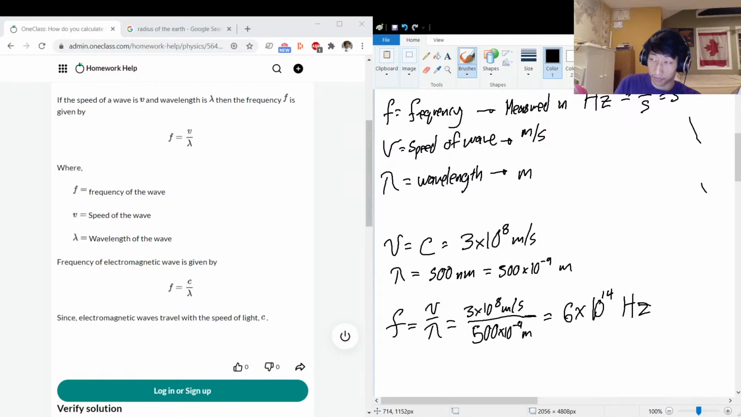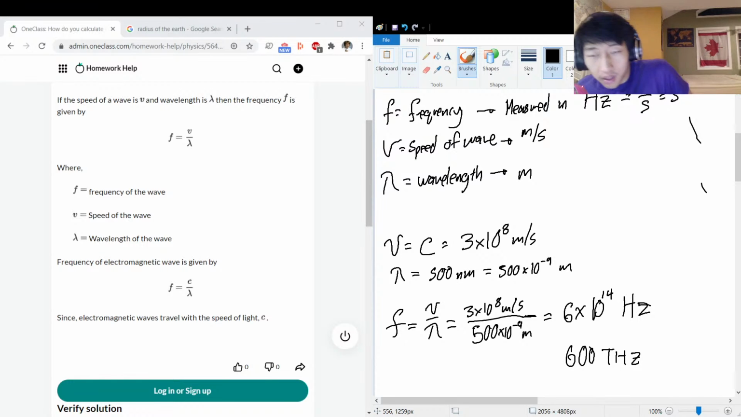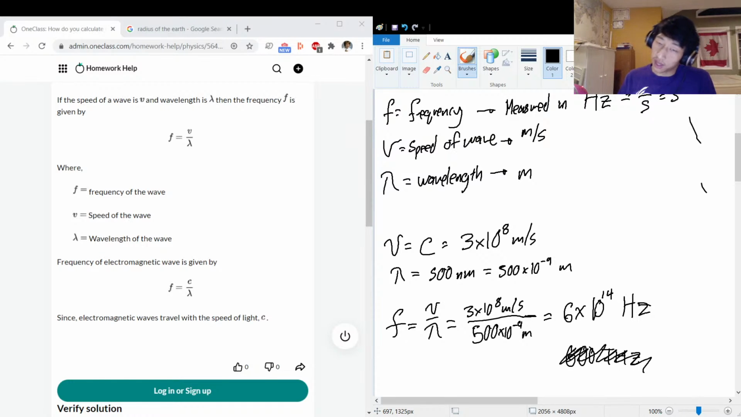That's a lot of hertz, but it's not going to hurt us. That would be like 600 terahertz, because tera is 10 to the power of 12. Anyways, it's probably safer to just keep it in base SI units, in scientific notation, so there's no risk of fumbling the conversion to prefix. But that was a concrete example of how you could use the universal wave equation to find the frequency of a wave.